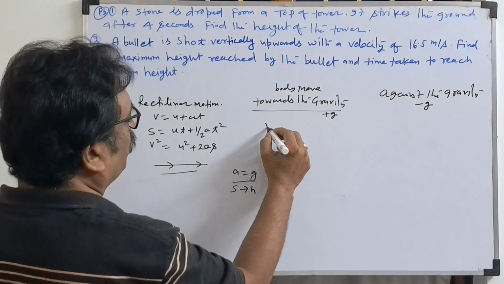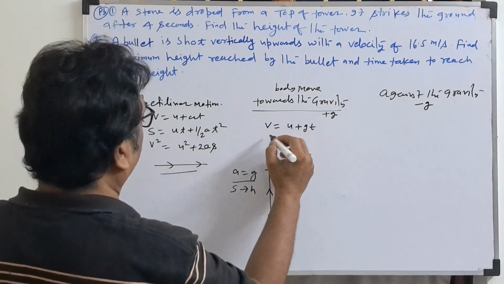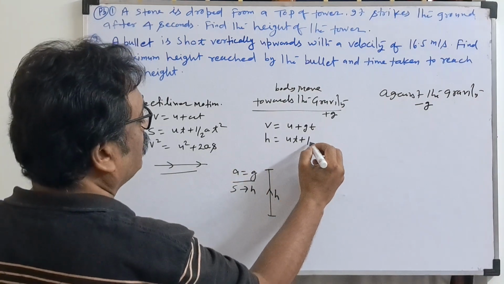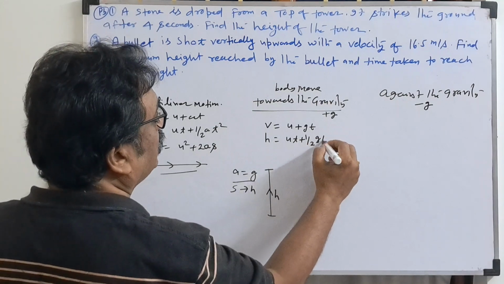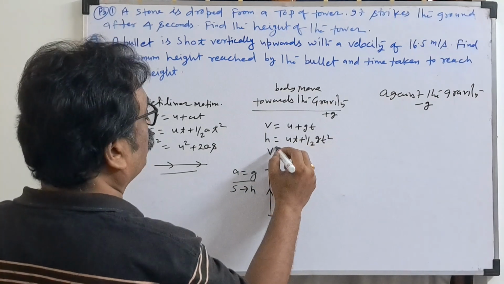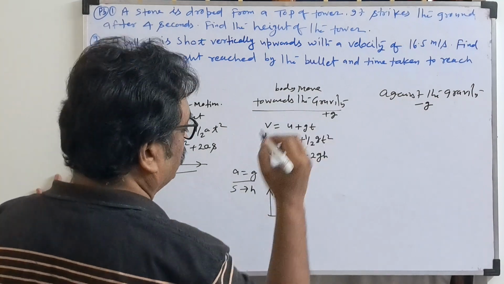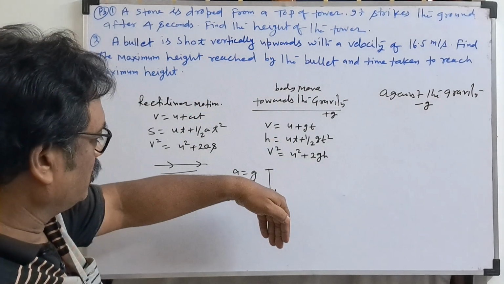So now what will the formulas become? V is equal to U plus GT, then H is equal to UT plus half GT square, and V square is equal to U square plus 2GH. This is the formula for a body moving towards the gravity.